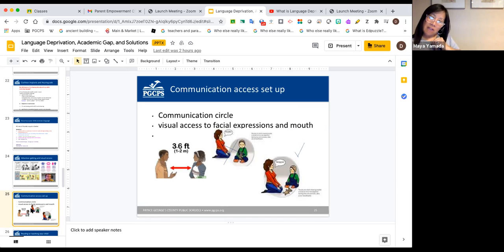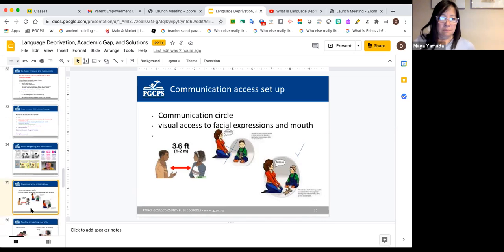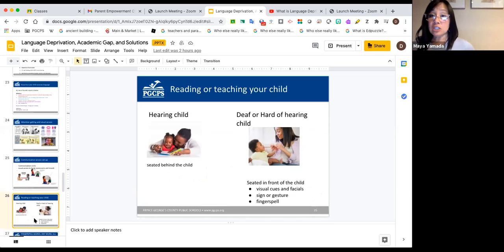So the lady is sitting in position, sitting in front of him. That's probably the best way if you want to teach language and provide language, to sit in front of your child and make sure you have eye contact. And if you're reading to your child, a hearing mom can sit behind a hearing child and read the book. That works. But for a deaf child, you want to sit in front, so they can see your expressions.